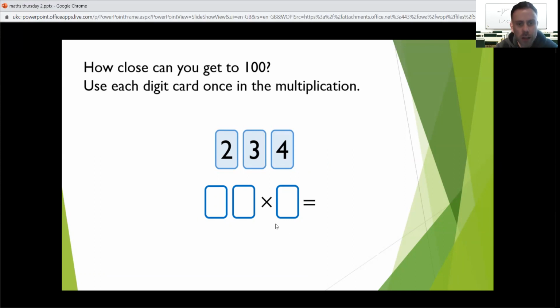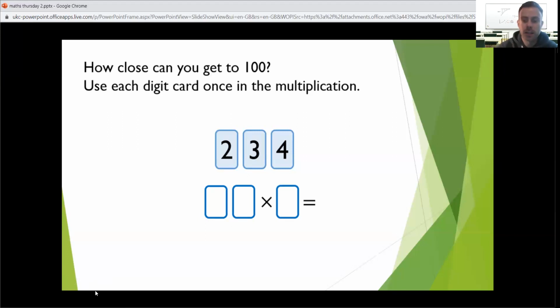Let's try another one. Let's try 23 times 4. So if we do 3 times 4, 12, okay. And then 20 times 4 is 80. 80 add 12 is 92, which is closer than 86. And that is actually the closest one you can get as well, 92. There's a few other options that you might have. Well done if you found it, but 92 should be the closest.